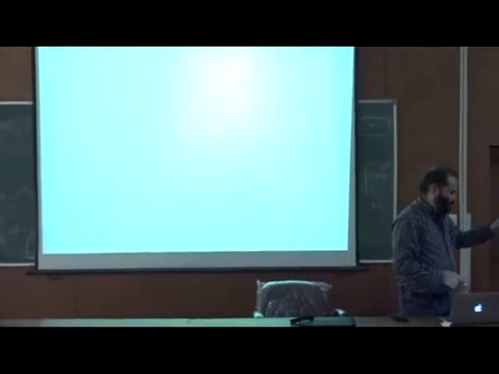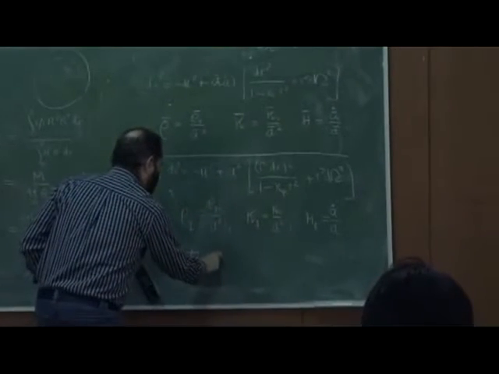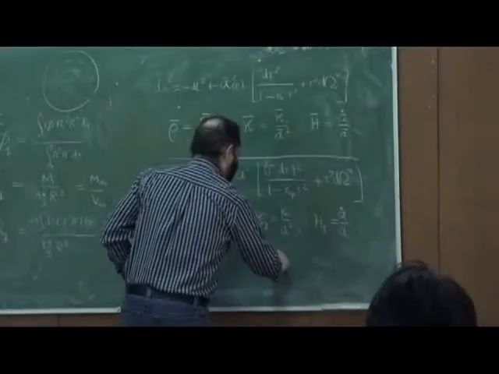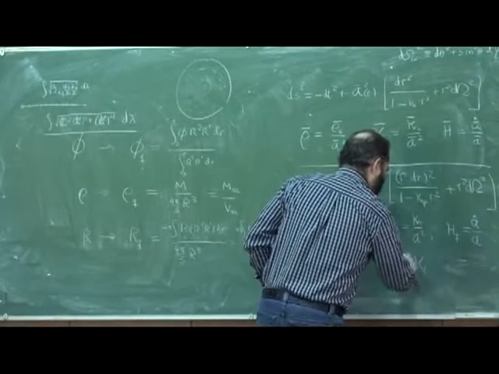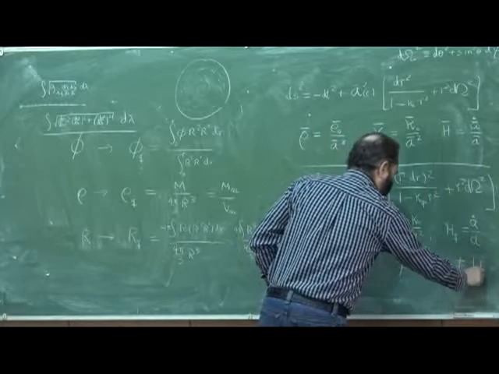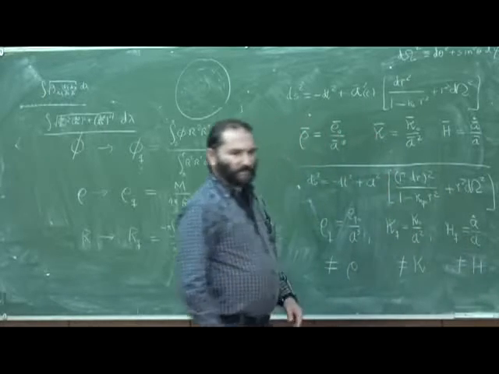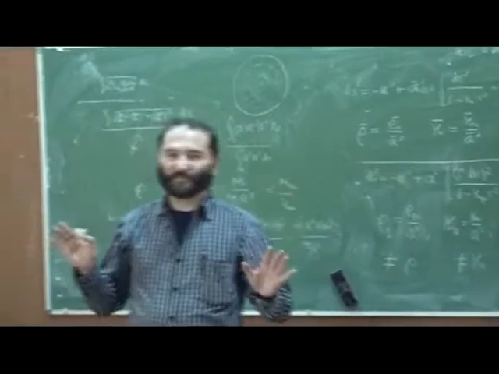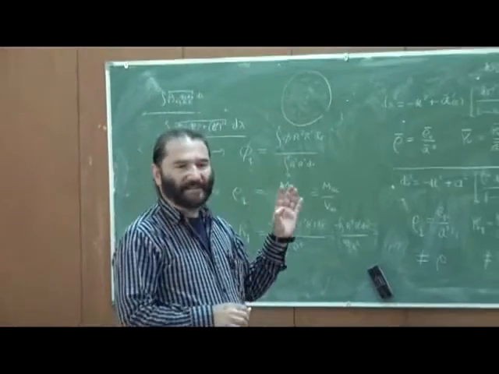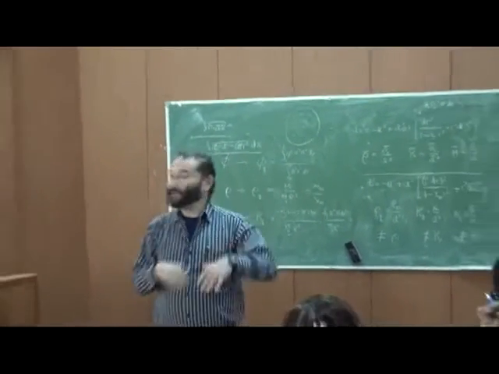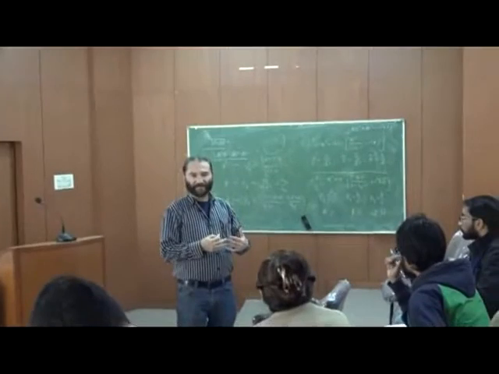So notice first thing, this is very important. Rho Q is not rho. This is not K. And this is not H. Very important. These are all quasi-local. This is not the density. The quasi-local density is not the density, etc.